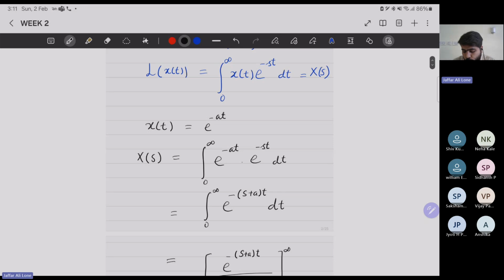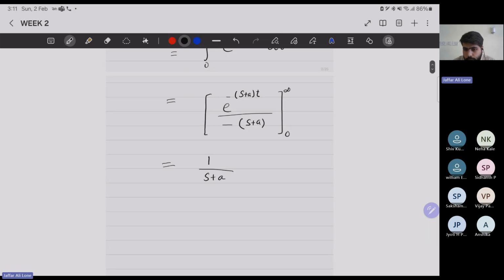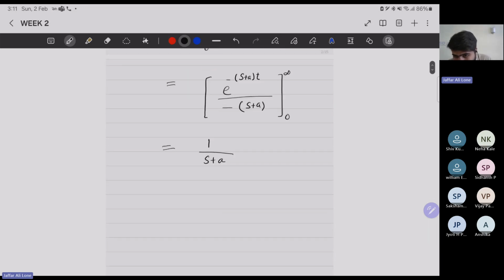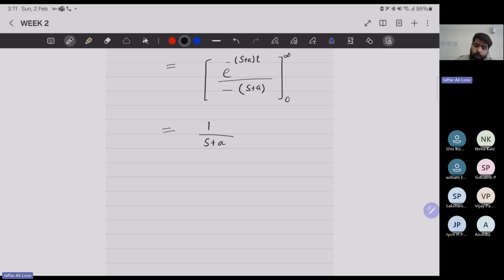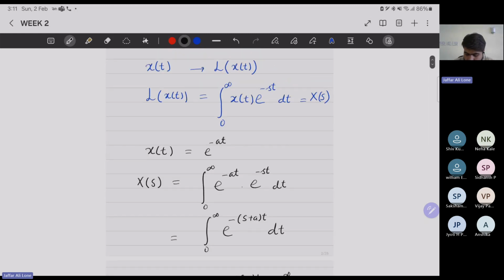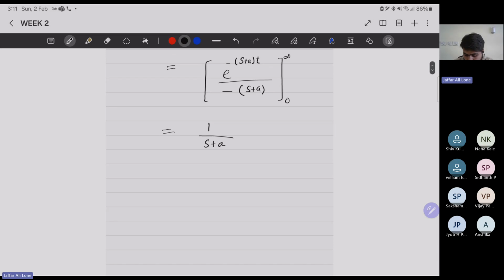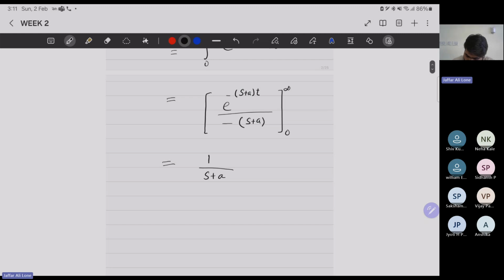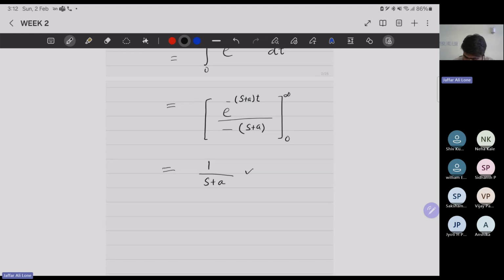Wherever it is e raised to the power minus at, you should remember it will be 1 divided by s plus a. If it is e raised to the power at, then it will be 1 divided by s minus a. So you should remember this thing. But there is one more important thing. Let's see how we got this s plus a, it's very important.